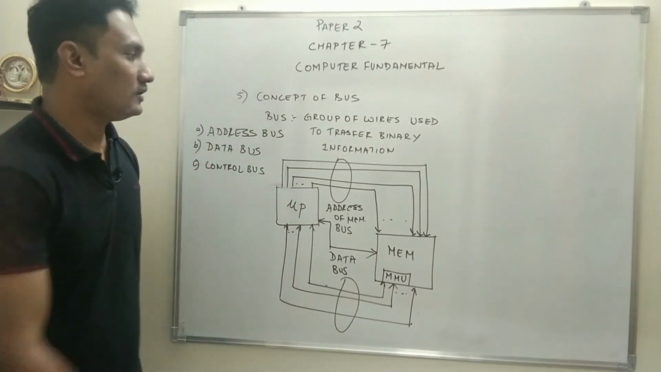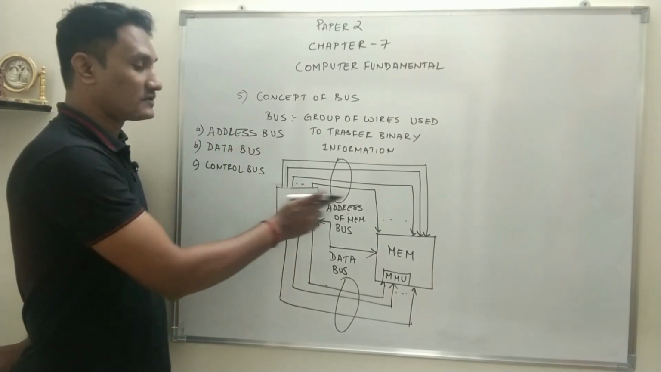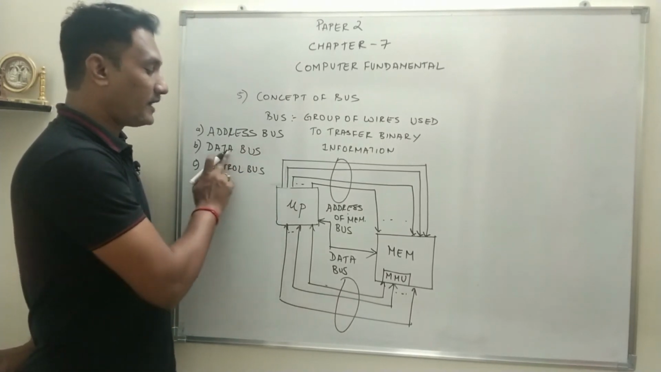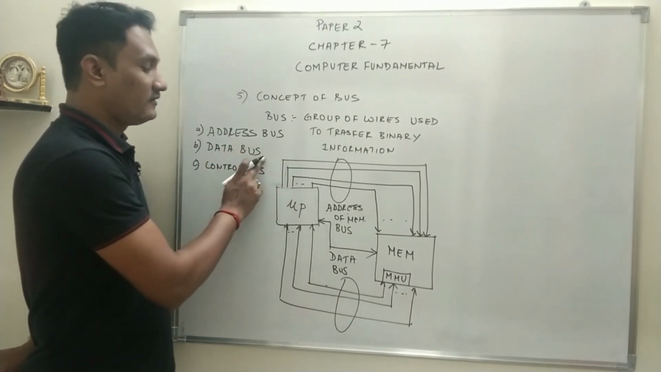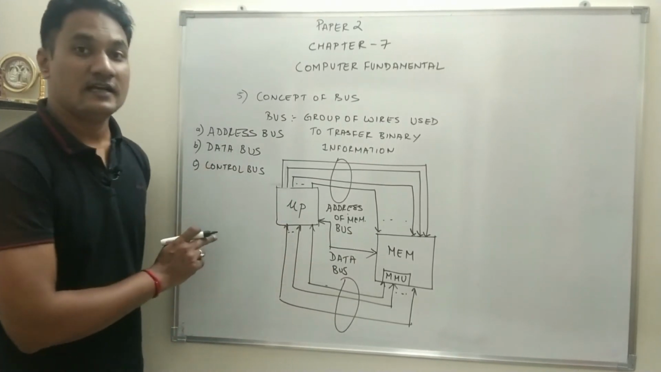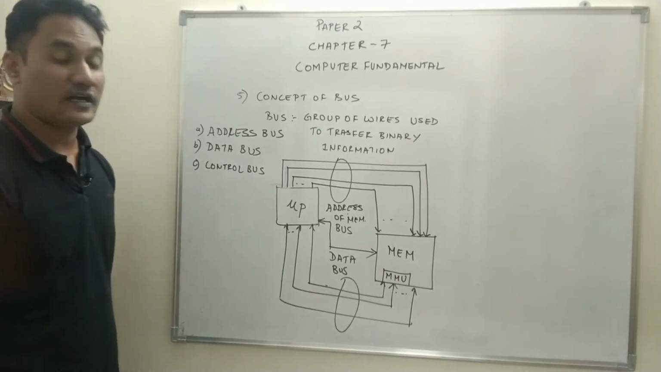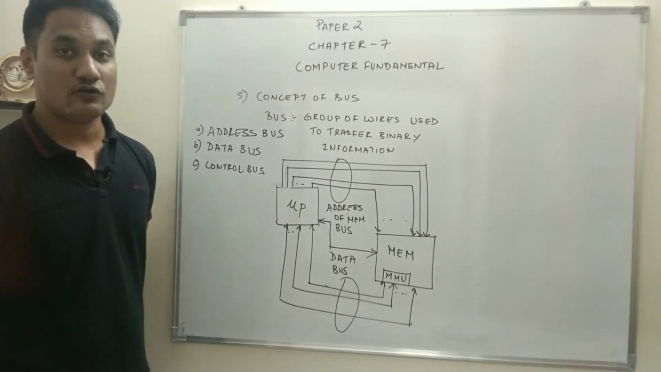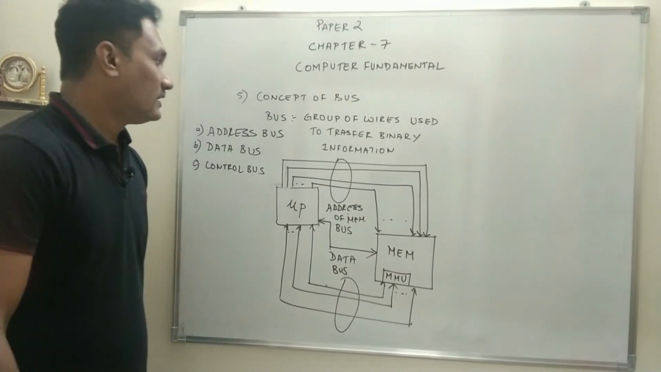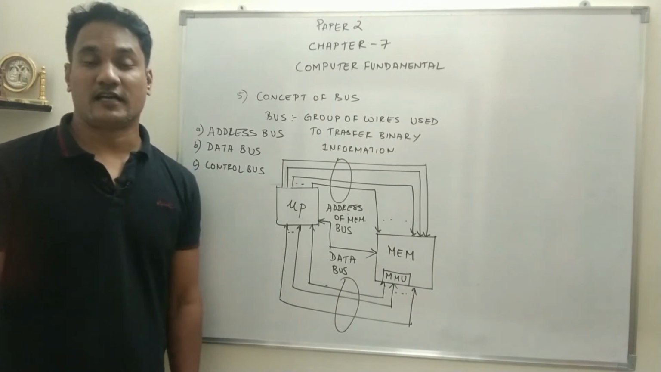bus. So a group of wires used to transfer address from microprocessor to memory management unit is called as address bus. A group of wires used to transfer binary information from microprocessor to memory or from memory to microprocessor is called as data bus. And a group of wires used to transfer control signals from control unit to all the peripherals is called as control bus. So this is one more question which has been asked several times in your board exam.